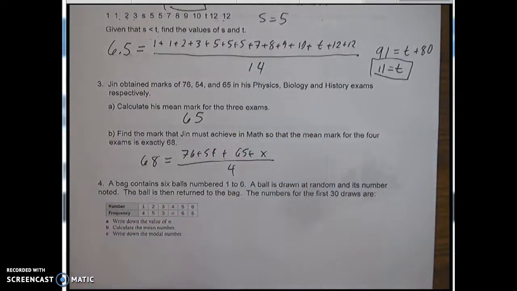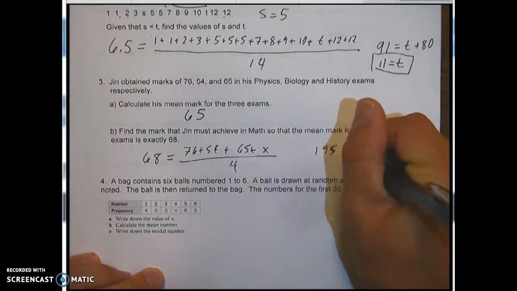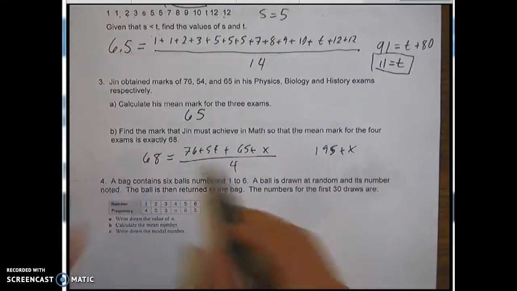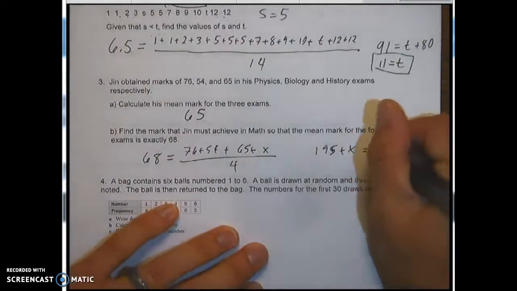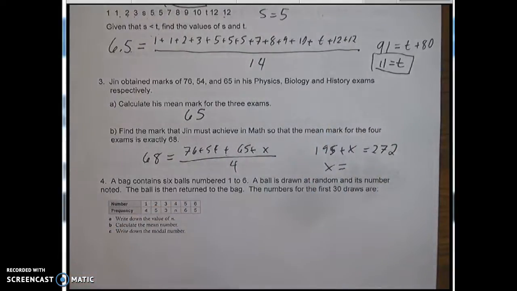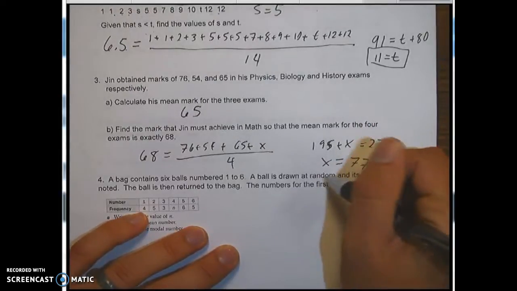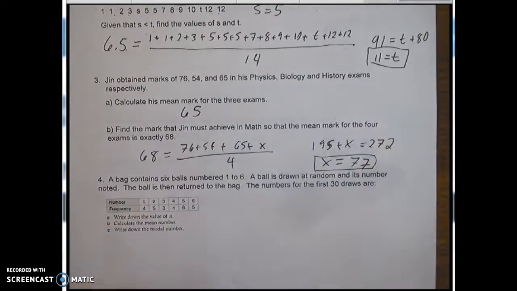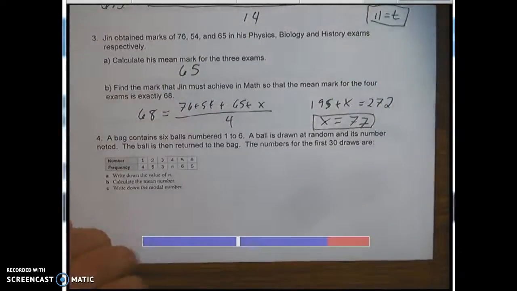When you add those up, 76 plus 54 plus 65, these add up to 195, so I've got 195 plus x. Multiply the 4 to both sides, 68 times 4 is 272, solve for x. By subtracting 195, he's going to need a 77 to make sure he gets 68 for the average for all those exams. Alright, I want to do the rest of these on the calculator now.